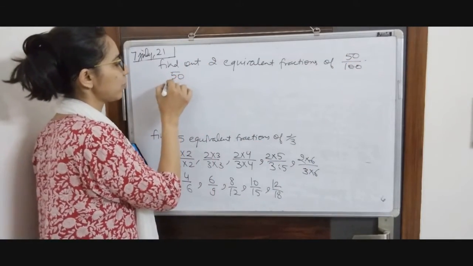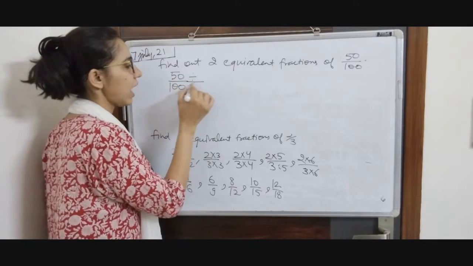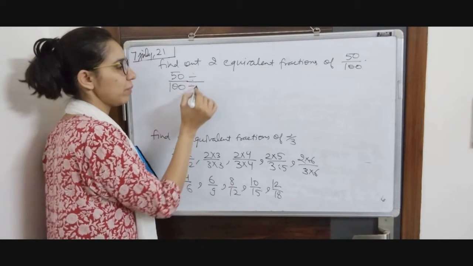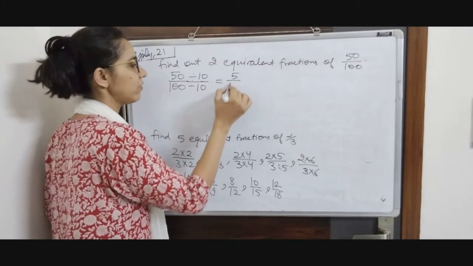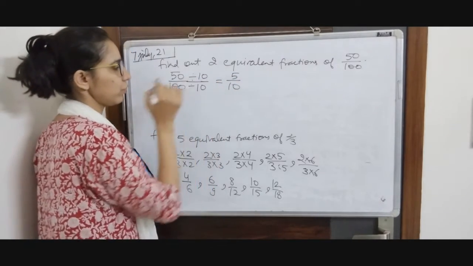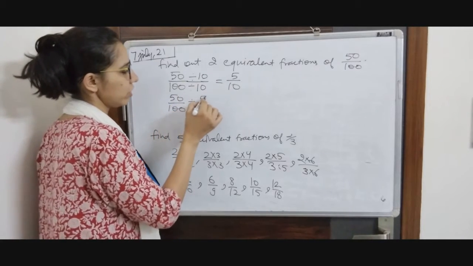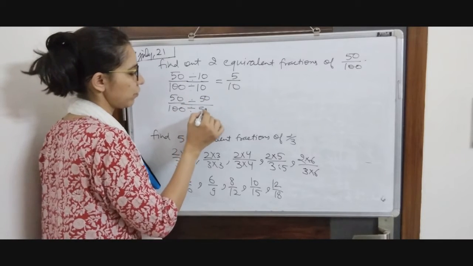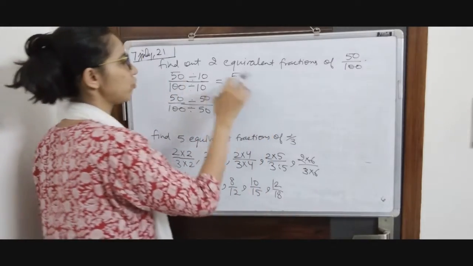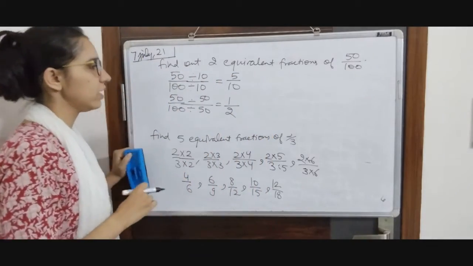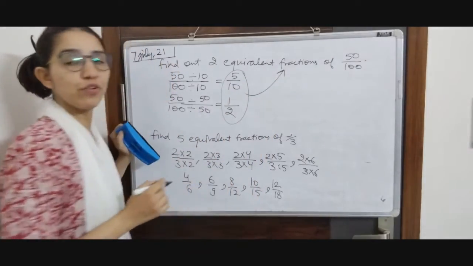So one thing I can do is divide the numerator as well as the denominator by the same number. Suppose I am dividing both of them by 10. So here I will get 5 and here I will get 10. So this is equivalent to this. Next, suppose I am dividing both of them by 50. So we are going to get 1 and 2. We wanted to find 2, so we are getting these two. So 5 by 10 and 1 by 2 are equivalent fractions of 50 by 100.